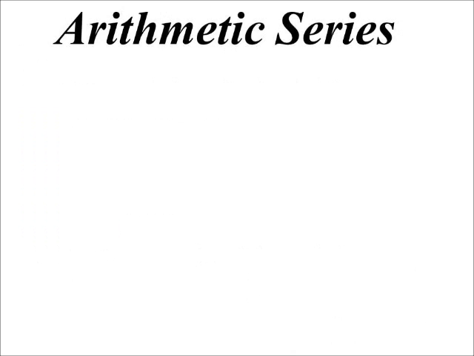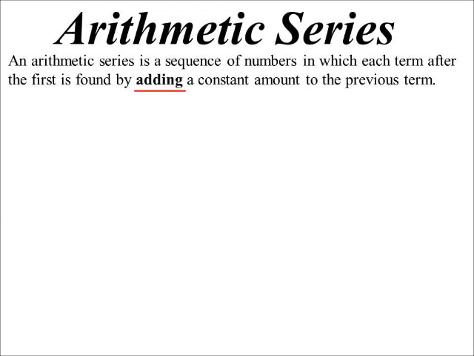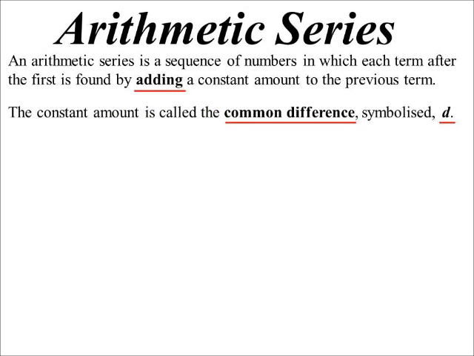So that's just series in general. We're interested in two special types. First one we'll look at arithmetic, and the other one geometric. So how do we define an arithmetic series? This sequence is where there's a common difference between the terms. And so that constant amount, adding a constant amount, which we call the common difference, and we use the symbol D for difference.